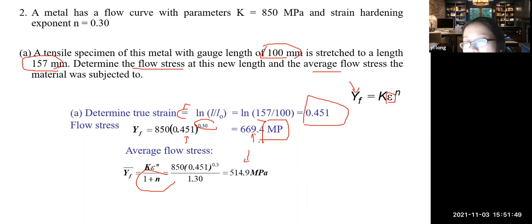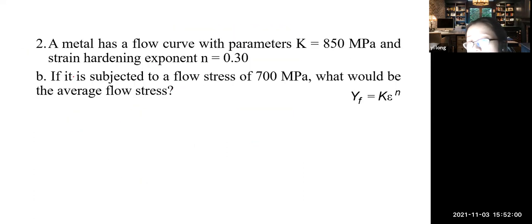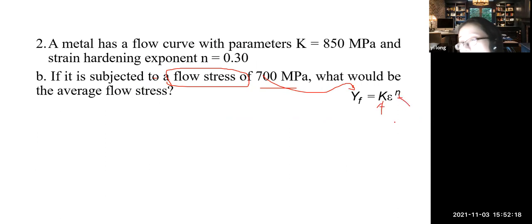Okay, so this is a tensile specimen. Let's continue. If I change my flow stress now, the second question: if it's subject to a flow stress of 700 megapascal, what would be the average flow stress? So I change to this flow stress, which means now I have this value, and this is constant. This is also constant. So in this case, what you need to calculate here is actually the true strain, right?